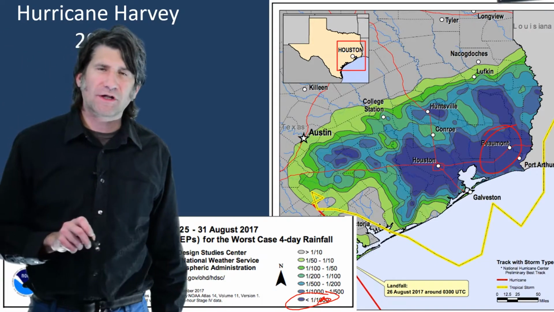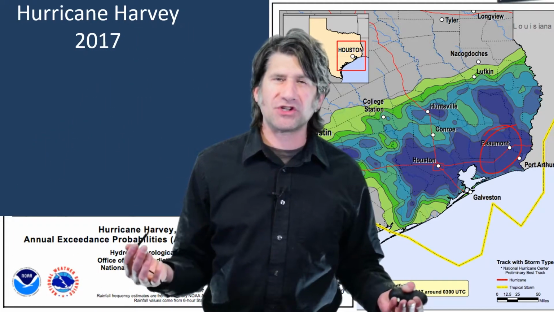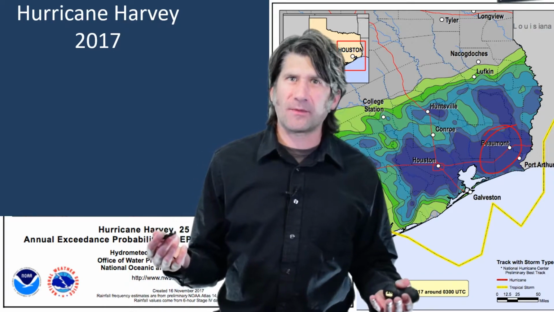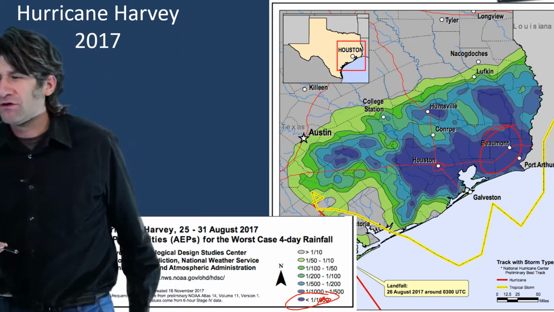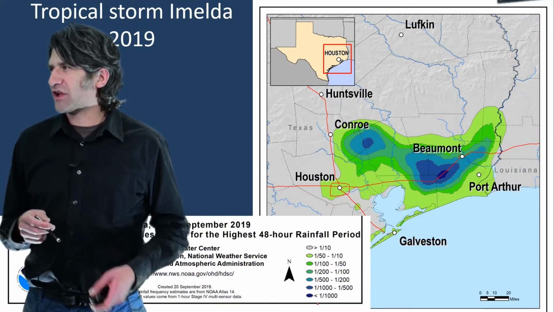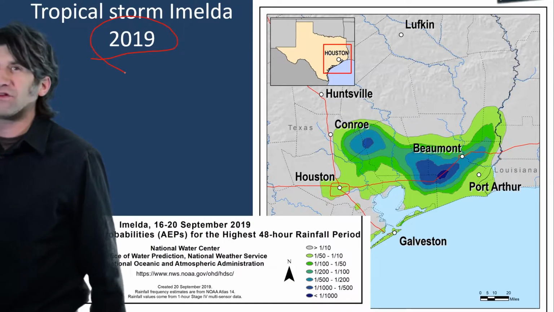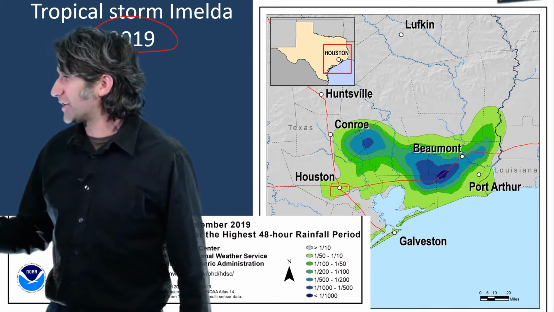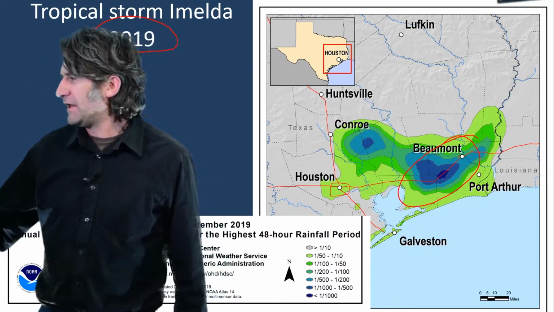We haven't been recording precipitation values here for 1,000 years. This is an extrapolation based on using exceedance probabilities like you saw in the previous graph. So that can be really dangerous. And we saw that just a couple of years later in Tropical Storm Imelda, in 2019, we actually got in that Beaumont area again, a huge amount of rain.